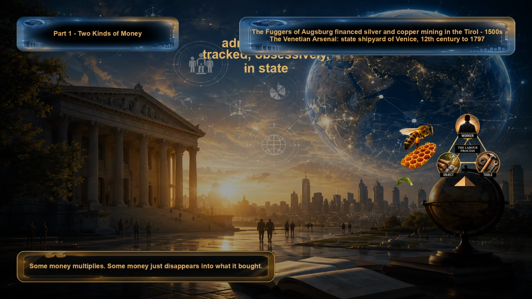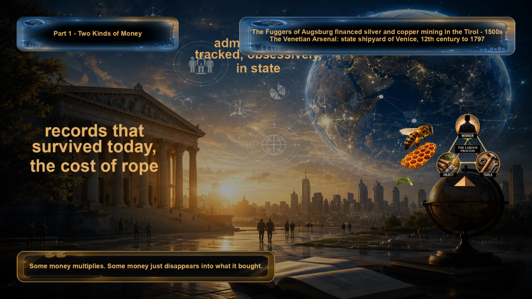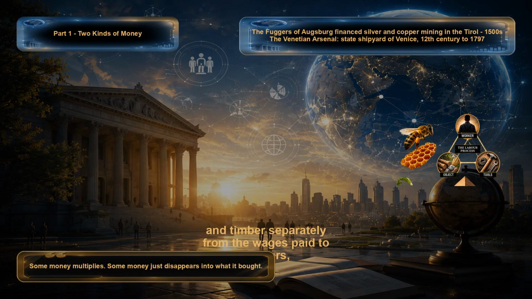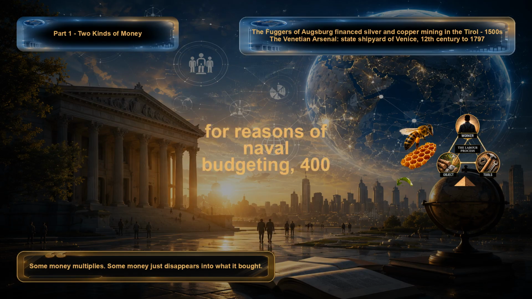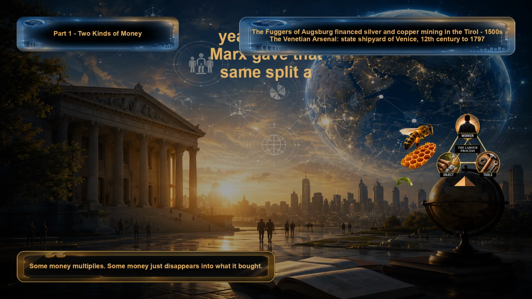Venetian administrators tracked, obsessively, in state records that survive today, the cost of rope and timber separately from the wages paid to workers, for reasons of naval budgeting, 400 years before Marx gave that same split a name.